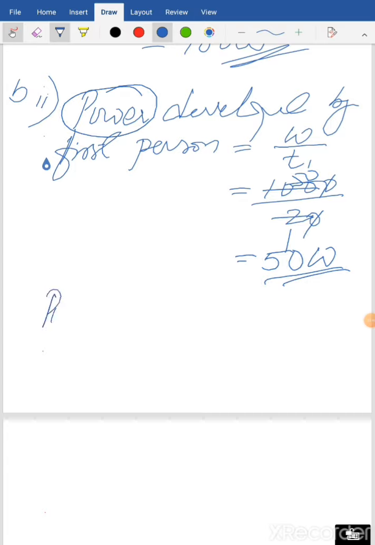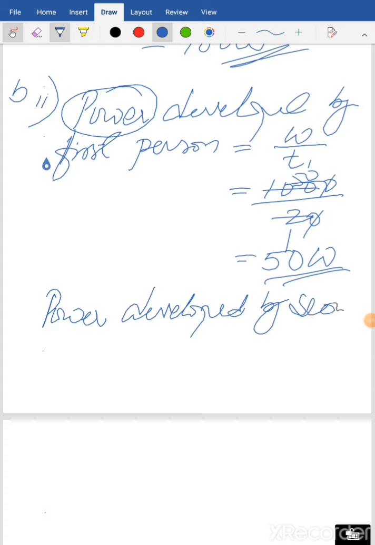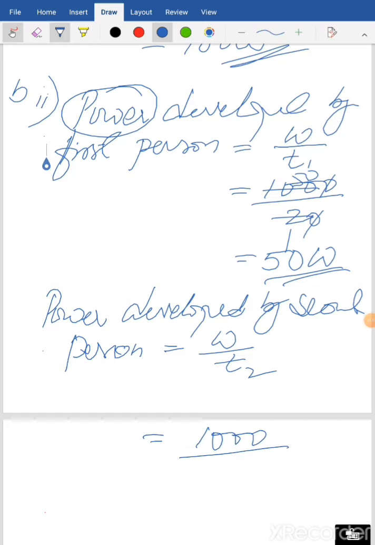And now we have to find the power developed by the second person. So power developed by the second person equals W, same work, but the time is different, so we'll have T2 here. W is 1000 divided by the time taken by the second person to complete this, which is 50 seconds. So 0 gets cancelled. 5 twos are 10, so I'll get 20 watt. So this is how we have to do it.